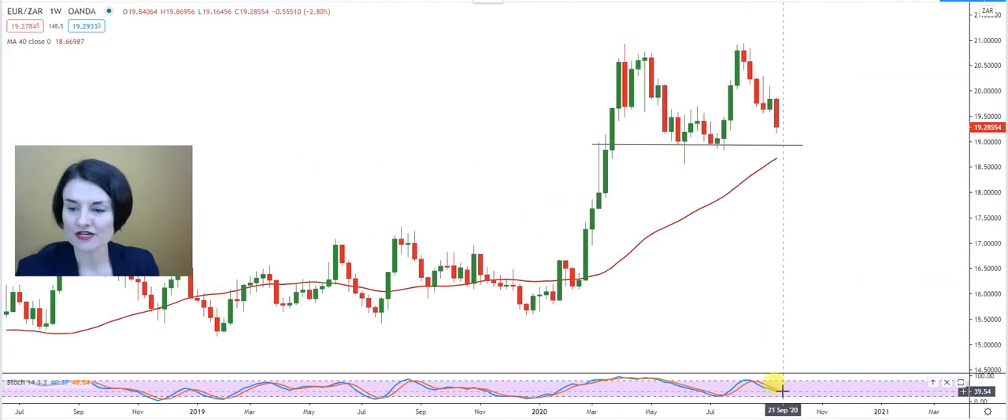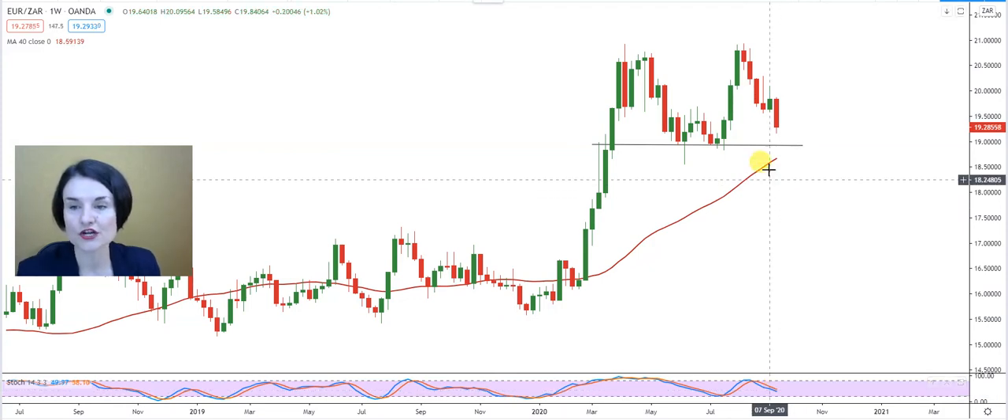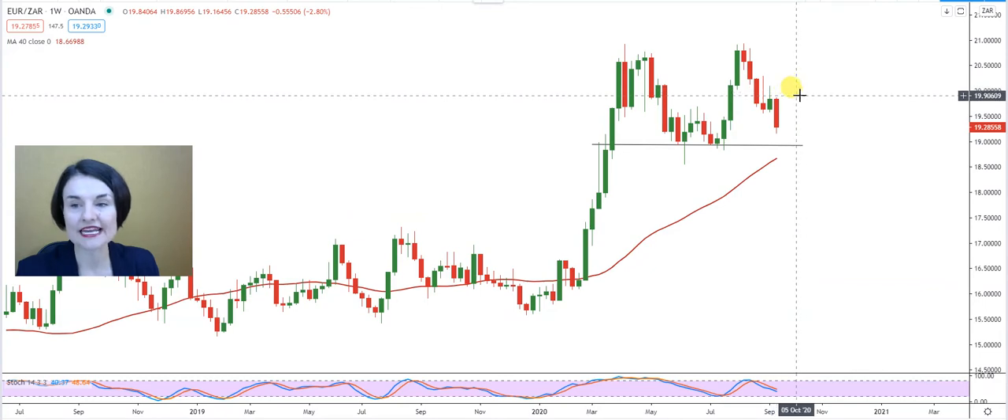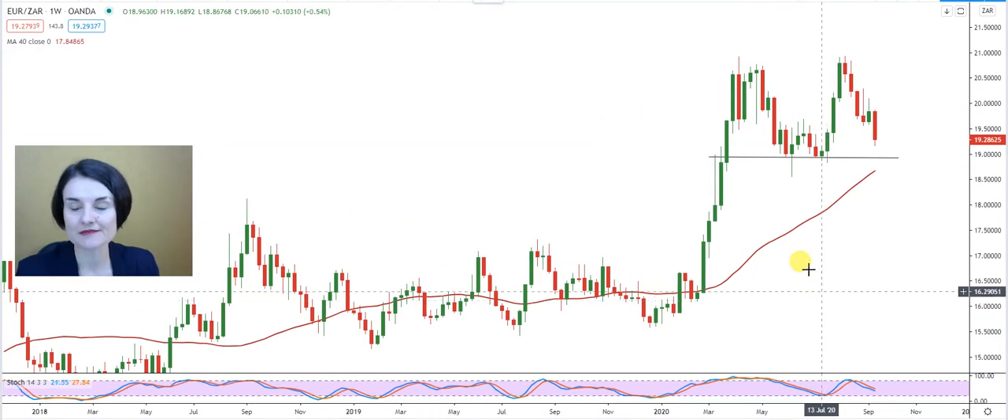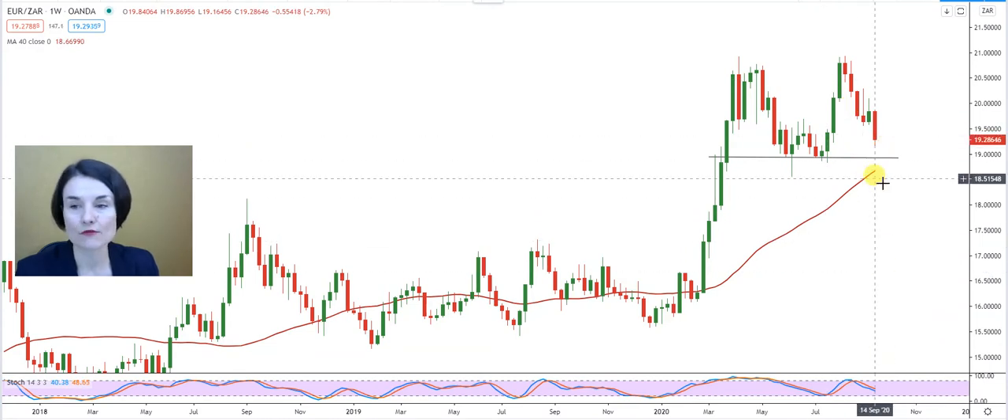My stochastic indicator is sitting on a 39. It's a no man's land. It's not an ideal place to enter into a position. Wait maybe for some weakness again and then consider a short should you want to, unless you want to chase the momentum and believe that the strength in the Rand will continue against the Euro.